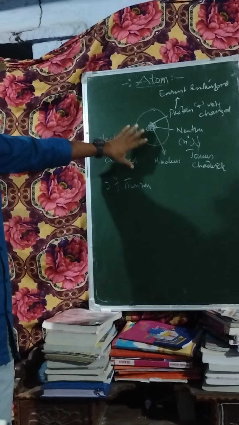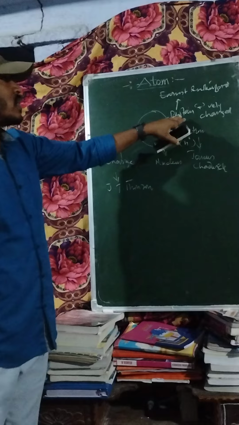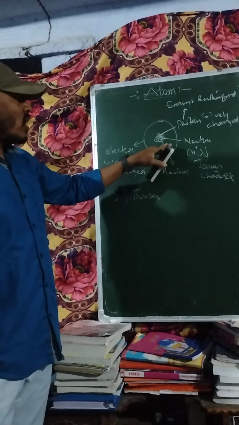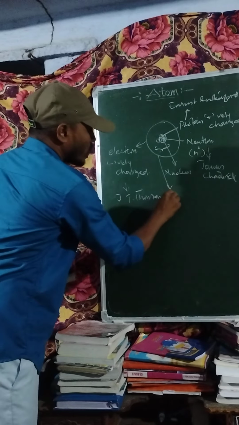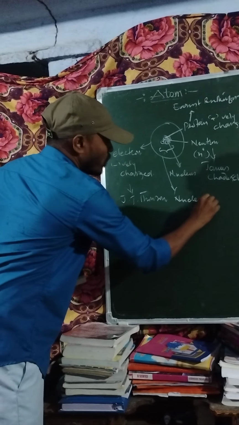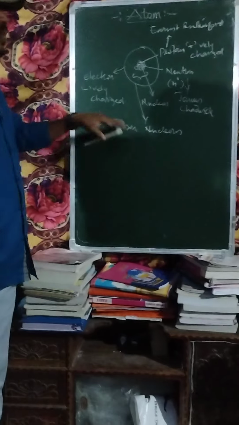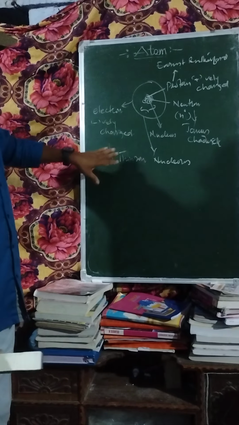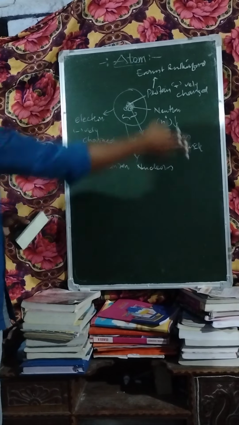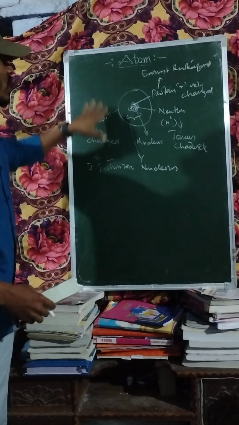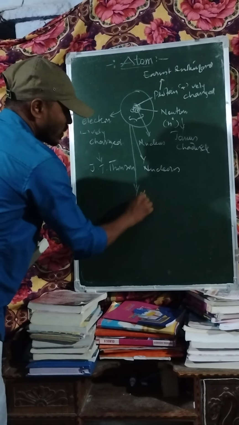Now here in the center of this nucleus there are two subatomic particles, proton and neutron. All together we call them nucleons, because they are present in the nucleus. What I want to tell you here is that the electrons are revolving around the nucleus of an atom in certain orbits, or certain paths. Those certain paths we call orbits.